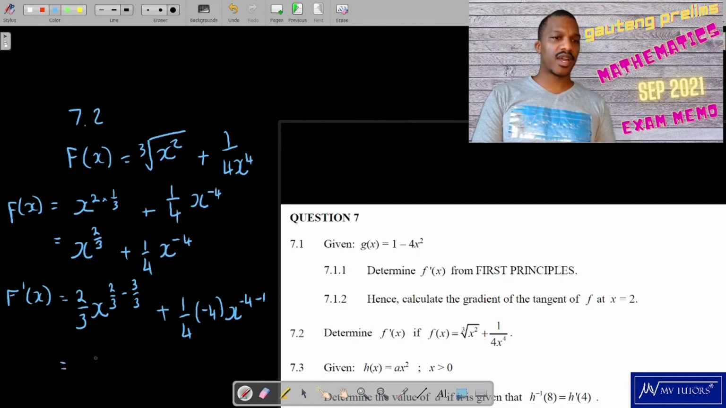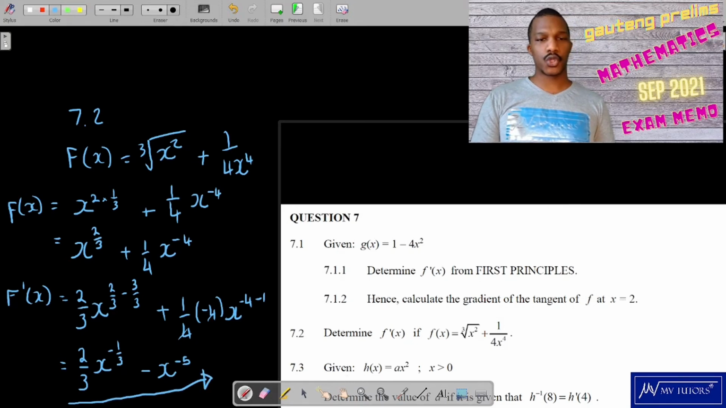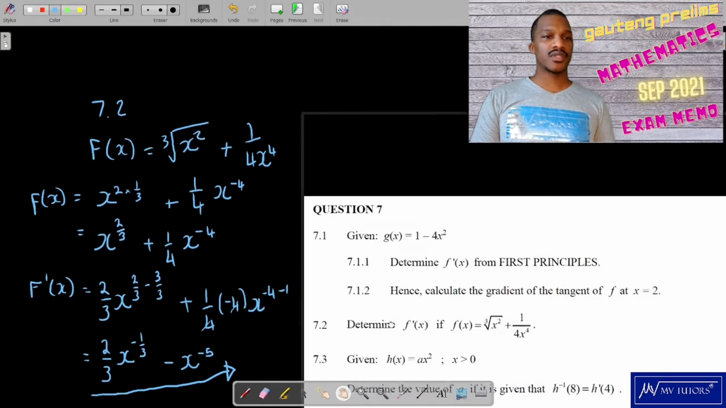Okay, let's clean this up. Finally, it will be 2 over 3 x to the minus 1 over 3, because 2 minus 3 is minus 1, minus, because these 4's cancel each other, and then you're left with the minus 1, and then x to the minus 5, because it's minus 4 minus 1, which gives you minus 5. That's our final answer. Cool. We're done with 7.2 now.